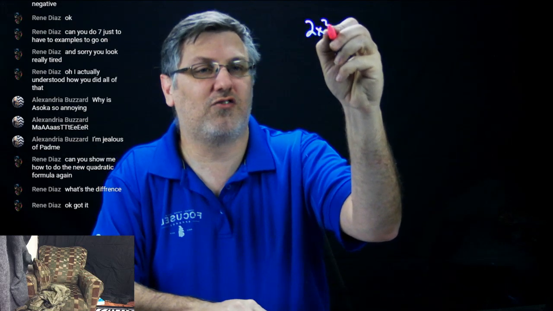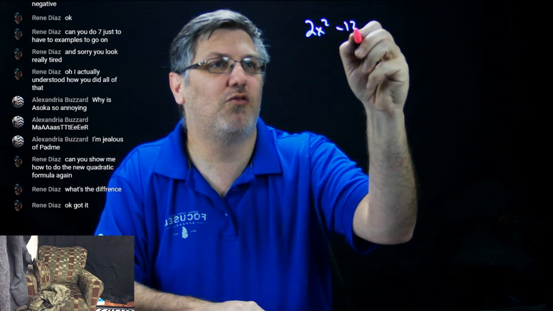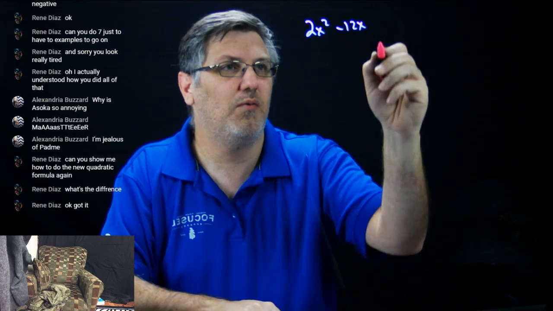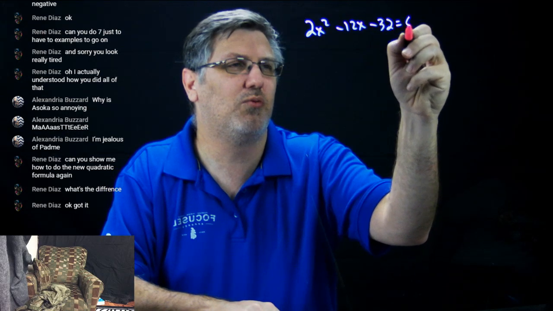8, 16 makes 32. Oh, I don't want a leading coefficient. Oh, it's okay. I'll show that. 2x squared minus 12x. Okay, so we have an equation, a quadratic. 2x squared minus 12x minus 32 equals 0.